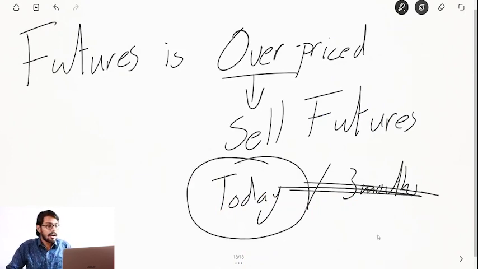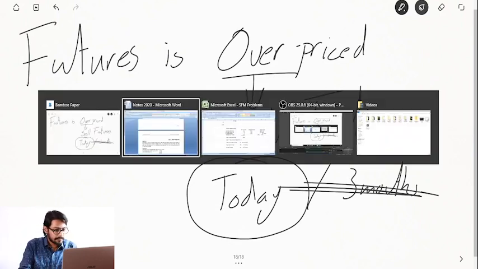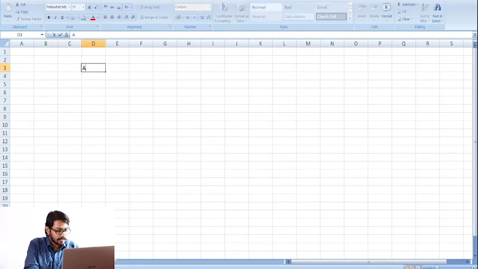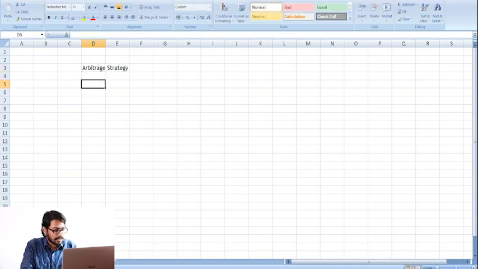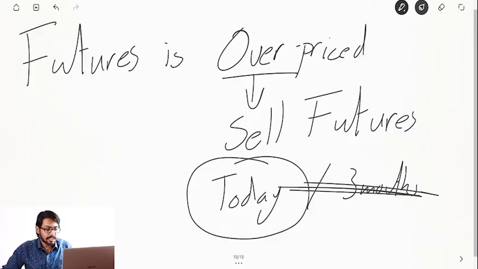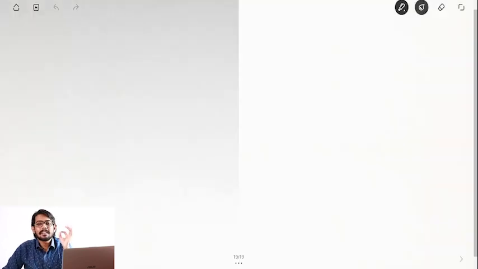Okay, so you can write down arbitrage strategy. Give the subheading: Arbitrage strategy. Sell 3 months futures today. Okay, and after writing that, draw this diagram. Okay, this is the most beautiful. I'm really proud of it because it is kind of derived from what SSR used to teach, but I like to call this my diagram. Okay, so draw this diagram.